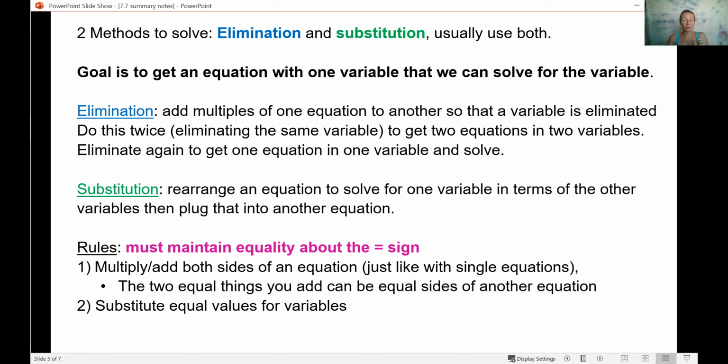And then you get two new equations that have the same two remaining variables. And one more time, you're going to eliminate another remaining variable until you just have one equation and one variable. So that's how elimination works.